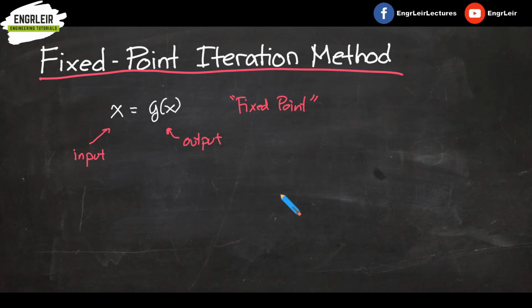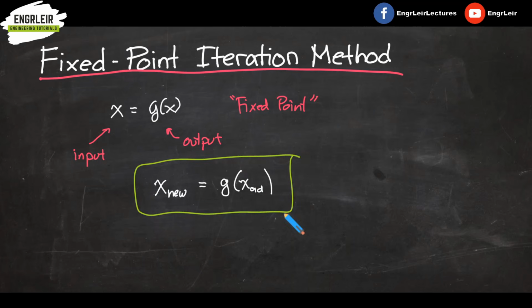Now, sa fixed point iteration method, napakasimple lang ng gagawin natin. I-express lang natin yung function natin sa ganitong form. Kasi sa fixed point iteration method, yung new value ng x ko is equal doon sa value ng g of old x. Okay? So, gawa tayo ng example to illustrate this method, tong fixed point iteration method.